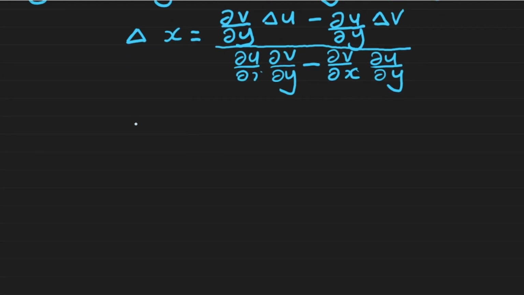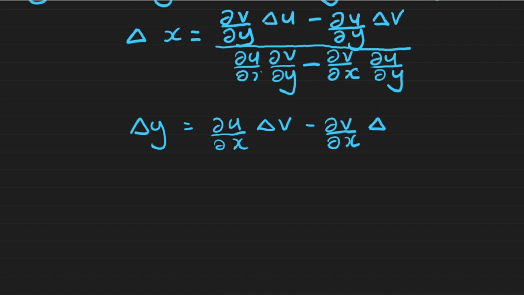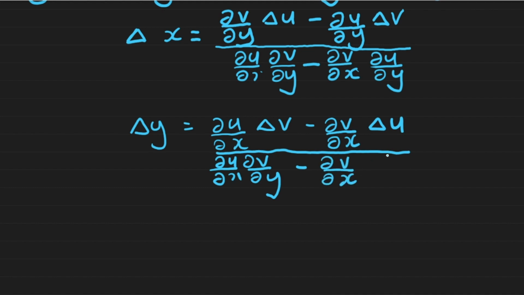But when we do that, we find that delta y is equal to du/dx times delta v minus dv/dx times delta u, divided by du/dx times dv/dy minus dv/dx times du/dy.